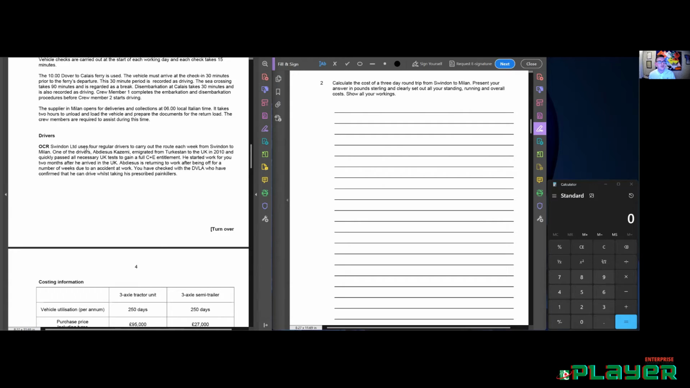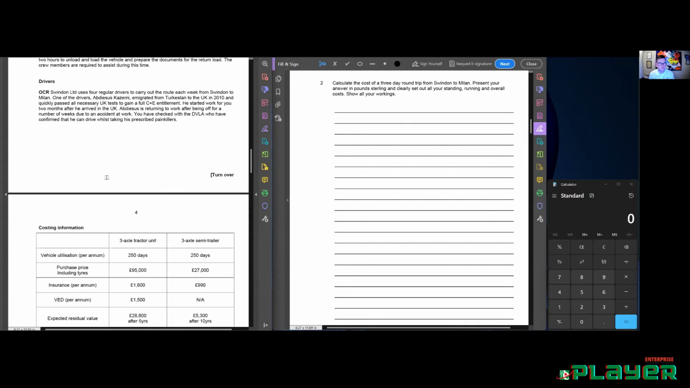OCR Swindon Limited uses 4 regular drivers to carry out the route each week from Swindon to Milan. One of the drivers, Abdiessus Kazemi, emigrated from Turkestan to the UK in 2010 and quickly passed all necessary UK tests to gain their full C+E entitlement. He started work for you 2 months after he arrived in the UK. Abdiessus is returning to work after being off for a number of weeks due to an accident at work. You have checked with the DVLA, who've confirmed that he can drive whilst taking his prescribed painkillers.